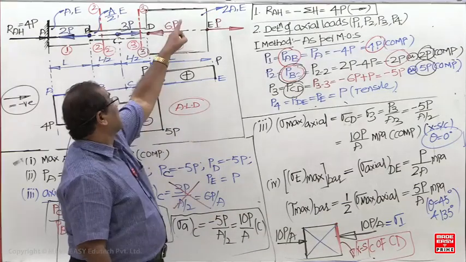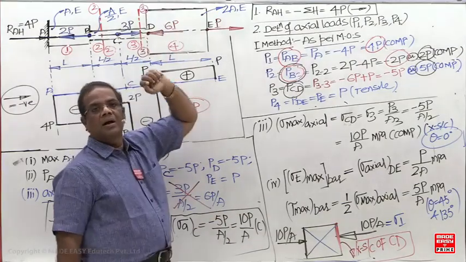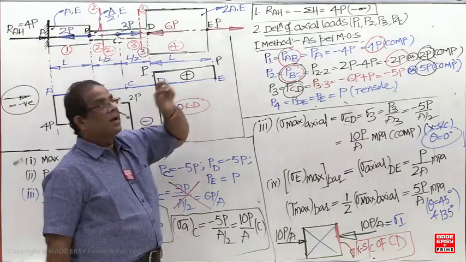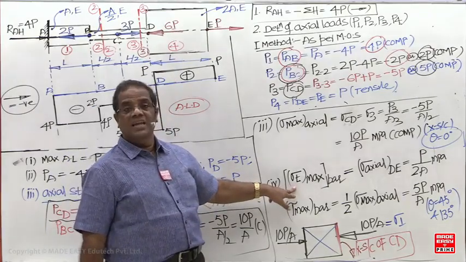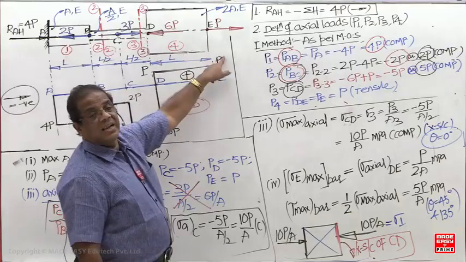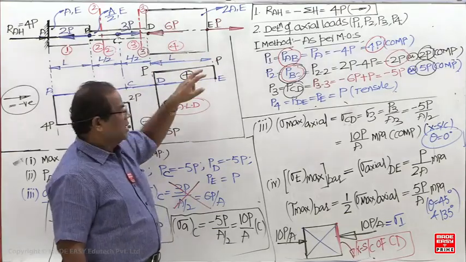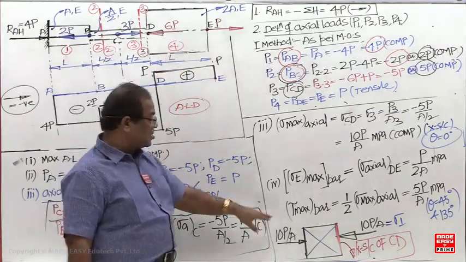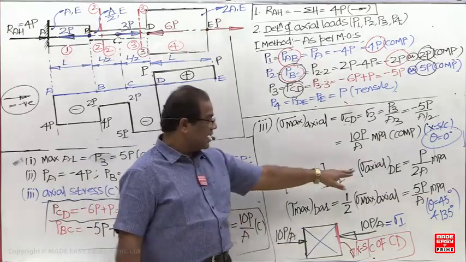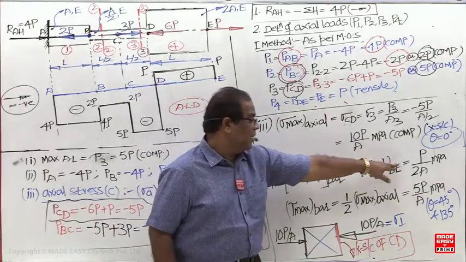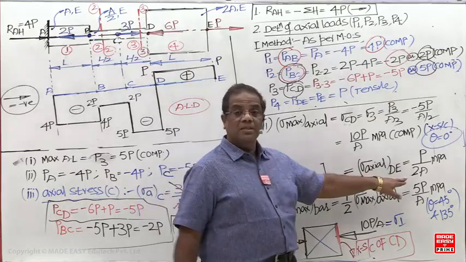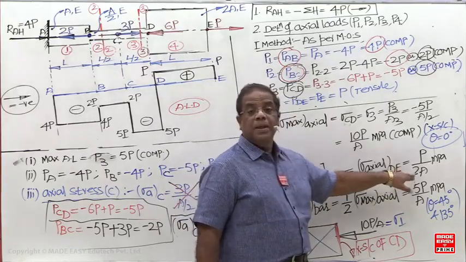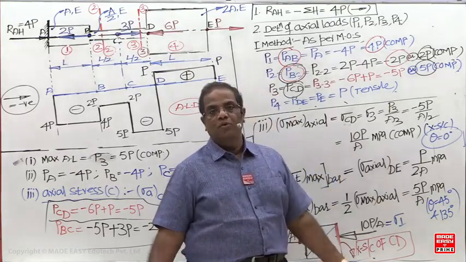Same thing: what is the maximum shear stress in the DE bar? What is the state of stress in the DE bar? It is a pure axial tensile load, so uniaxial tensile. So what is the tensile stress in the DE bar? P by 2A. So what is the maximum shear stress in the DE bar? P by 4A.